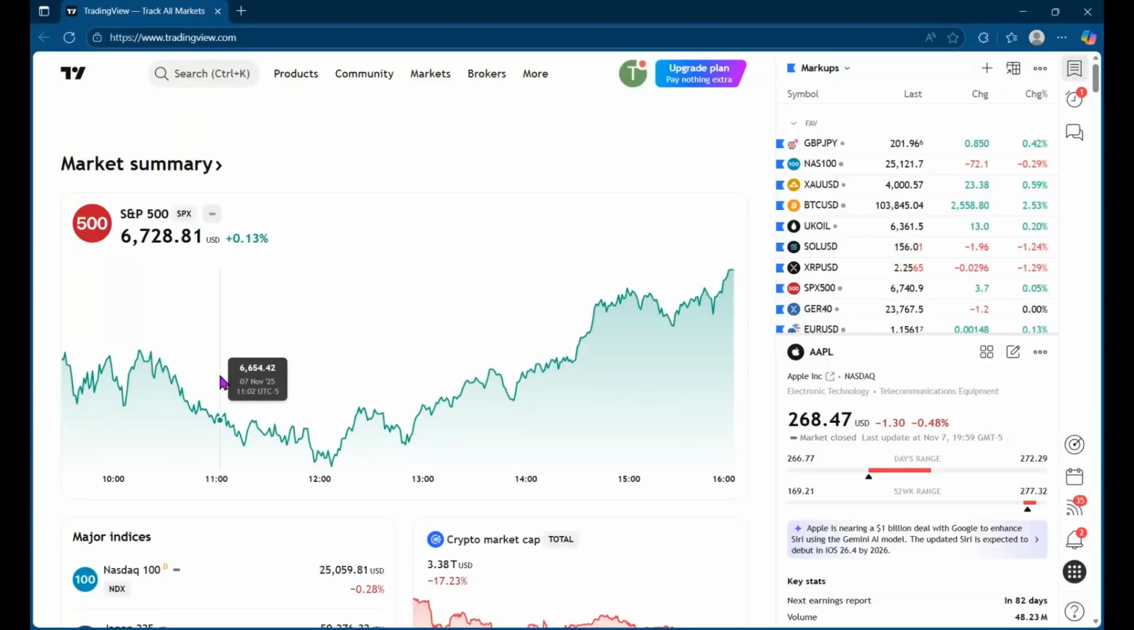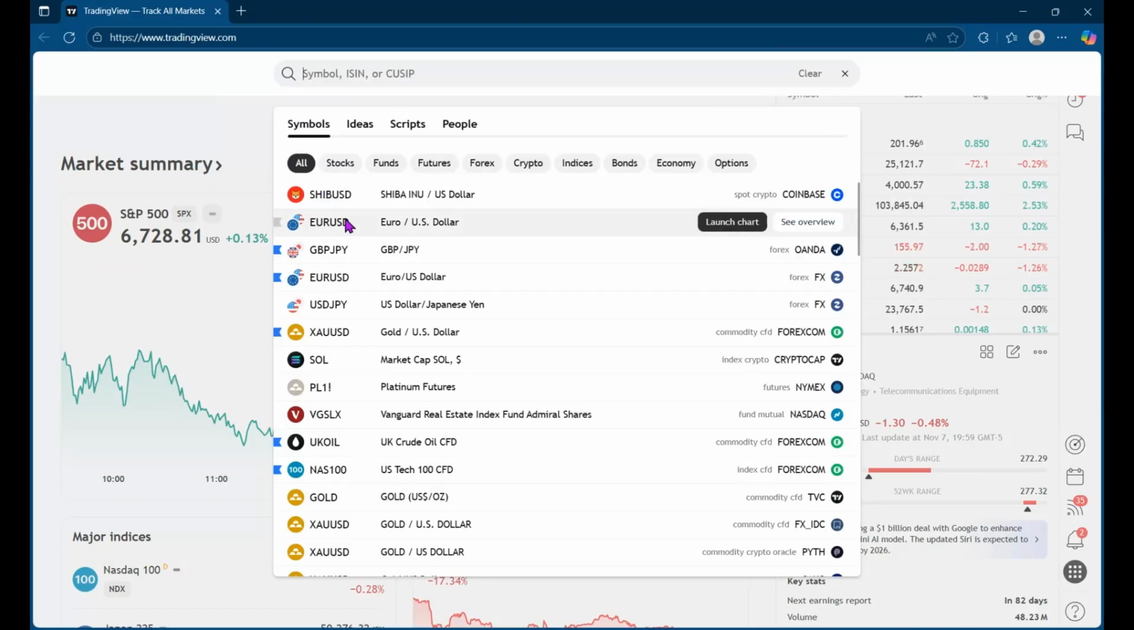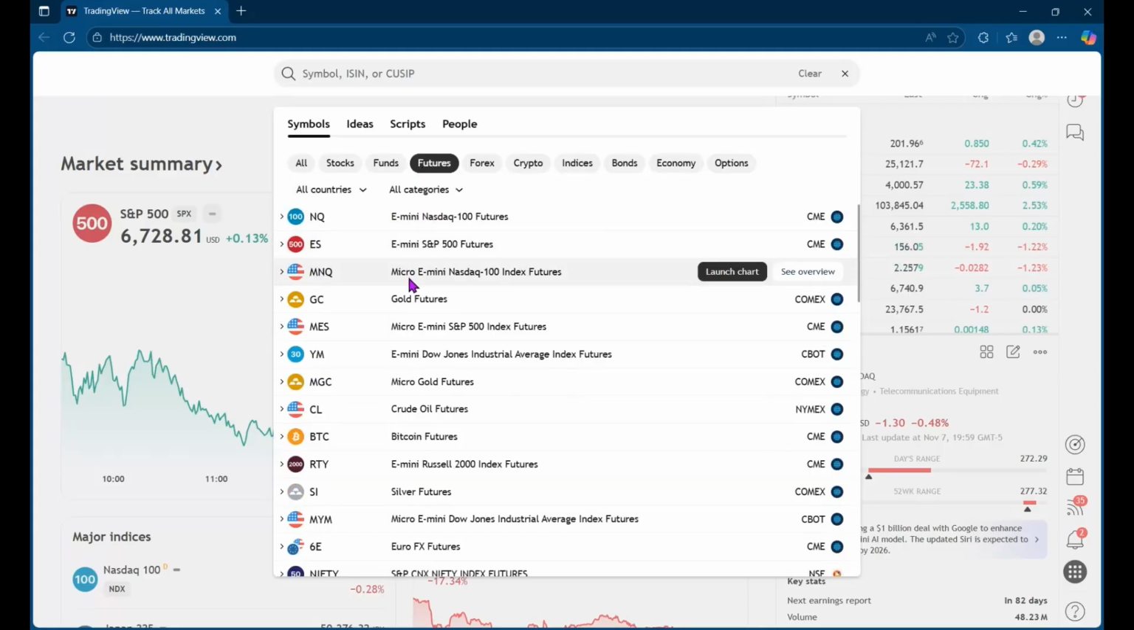Okay, looking at the charts, this is what you're going to see when you first open up TradingView. If you've watched the TradingView tutorial, you already know how this is going to flow. If you haven't, go ahead and check that video out. So when you click on the search button, you'll be able to see the symbols, ideas, scripts, and even the community aspect of TradingView. But what we want to pay attention to is these options here to click on. And I want to click on futures and show you guys some of the things that you're available to trade when you are trading futures.